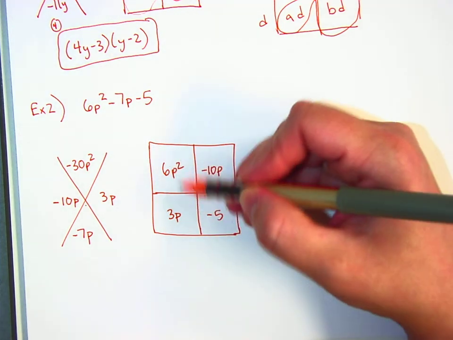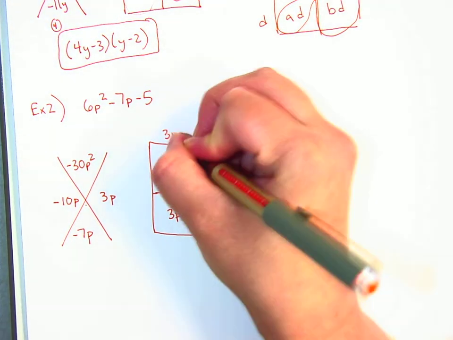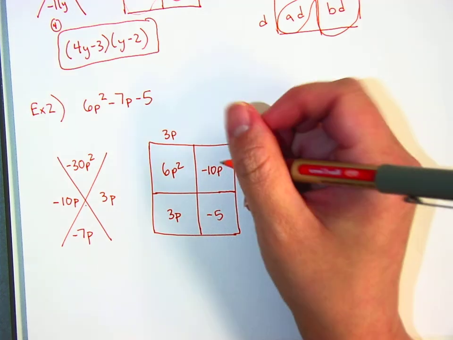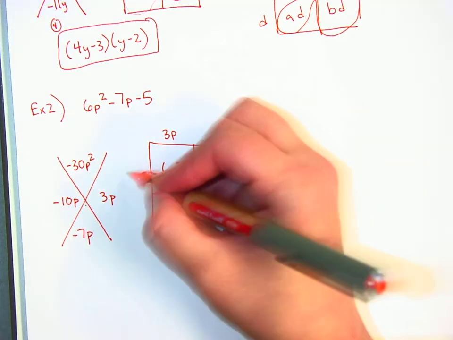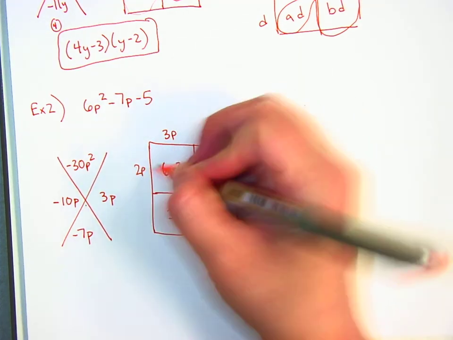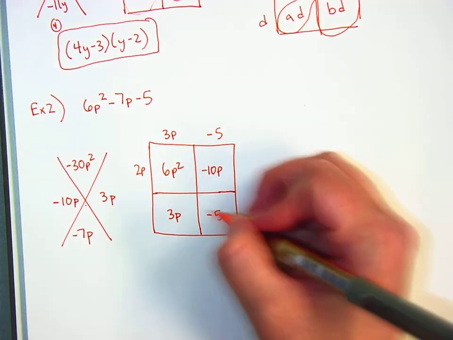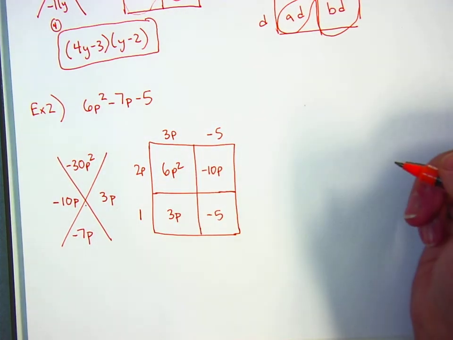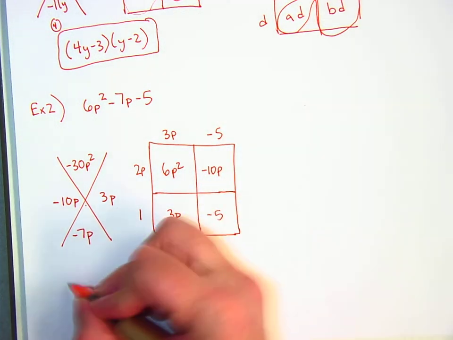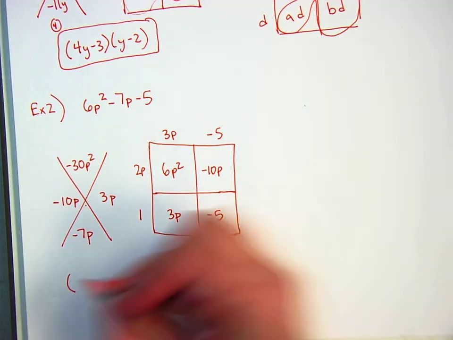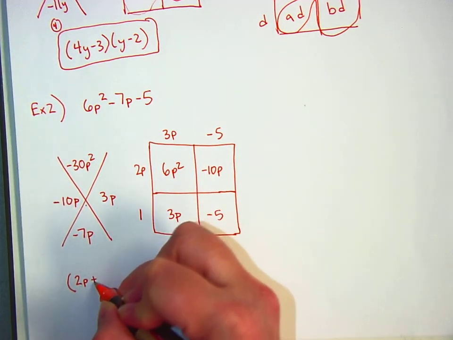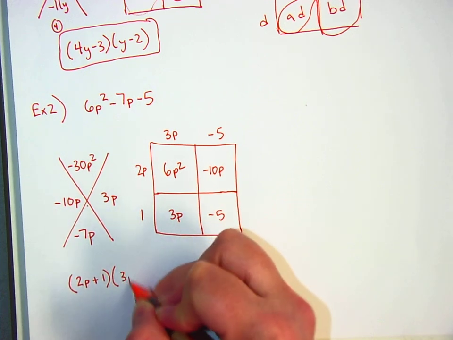All right, so what's in common between these two? We've got 3p, and over here would be what, 2p. This one we're missing negative 5. Down here, that's what we already have, so I'll just put a 1 right there. So my final answer is 2p plus 1 times 3p minus 5.